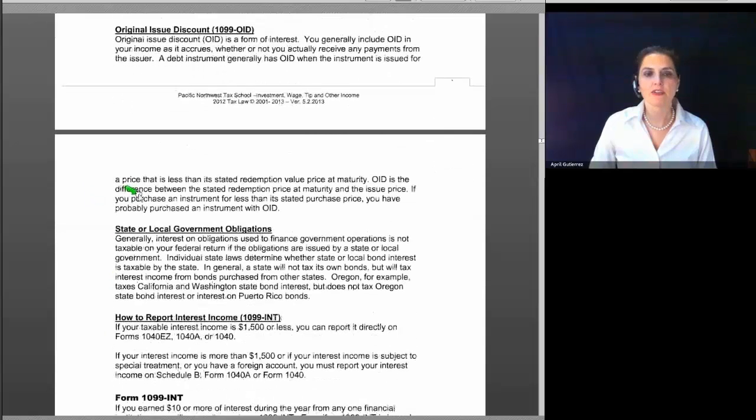A debt instrument generally has original issue discount when the instrument is issued for a price that is less than its stated redemption price at maturity. OID is the difference between the stated redemption price at maturity and the issue price. So essentially, if you purchase a bond for $900 but the maturity price is $1,000, that means you have $100 of original issue discount built in.